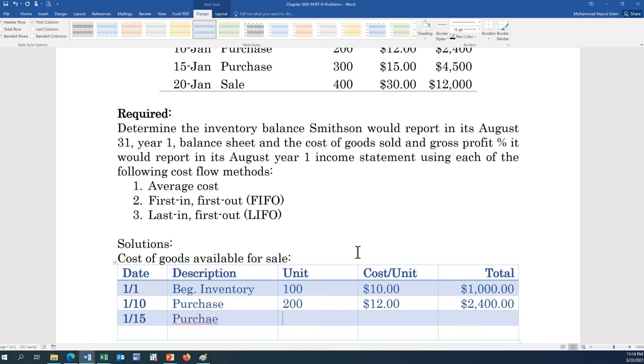And then on January 15, we purchased again. We purchased 300 units, and the cost per unit was 15. So the total is going to be 4,500. So the total would be equal to 7,900.